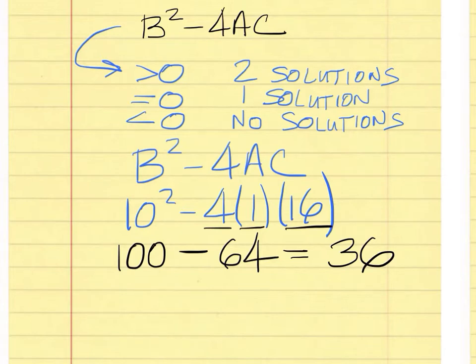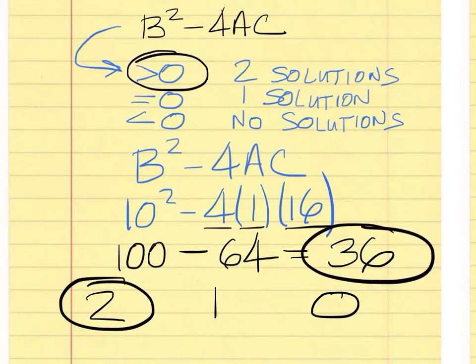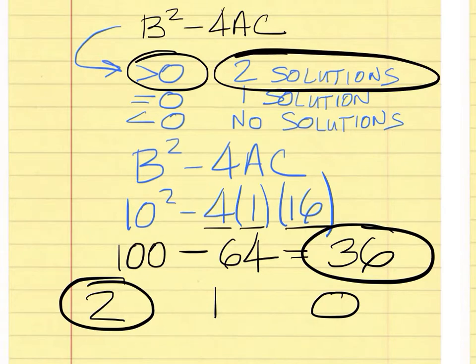Does this equation have 2, 1, or no solutions? It has 2 because the discriminant solution 36 is greater than 0. So we have two solutions.